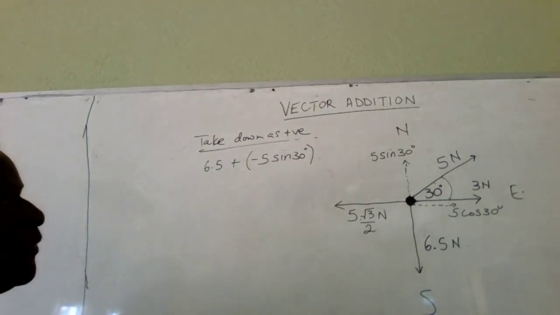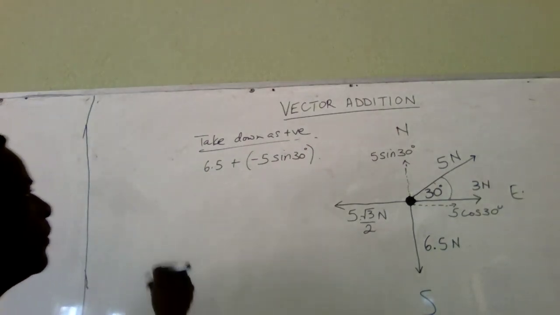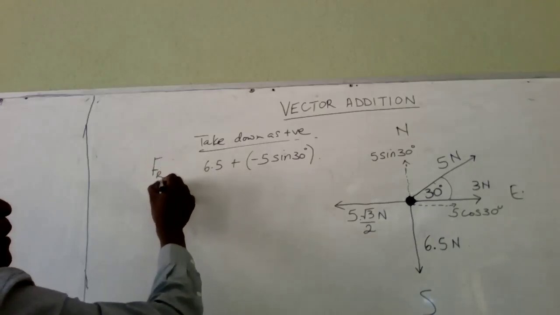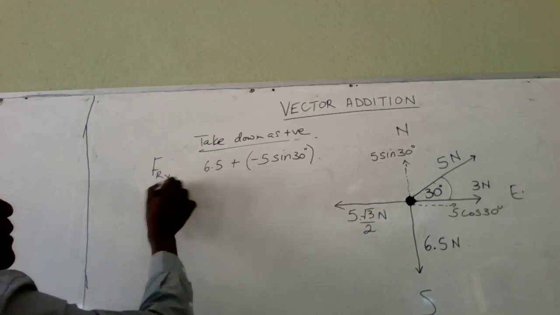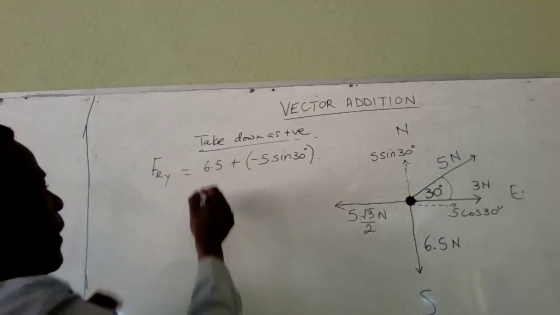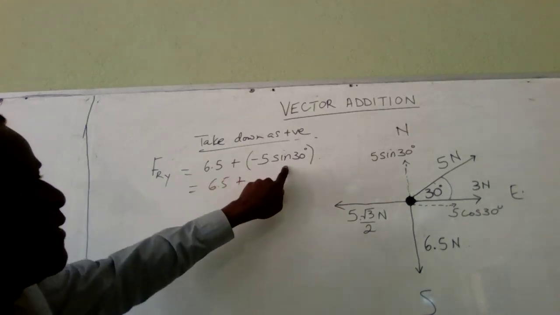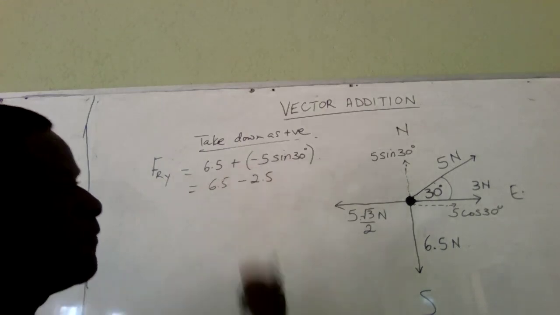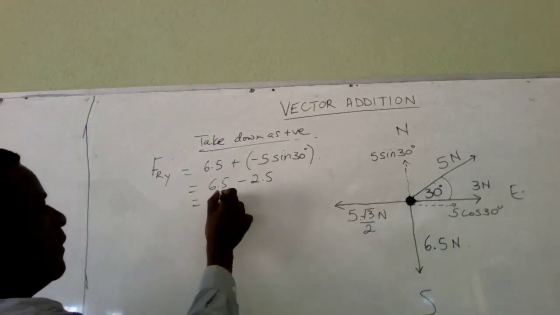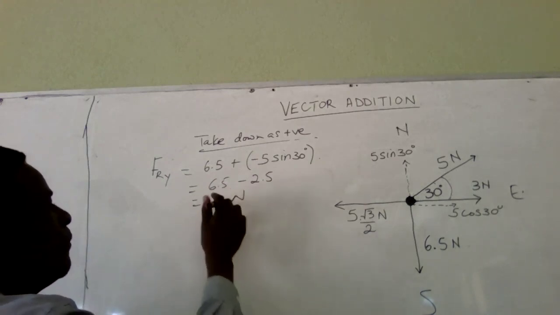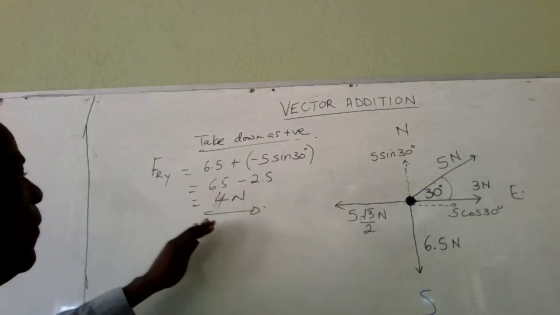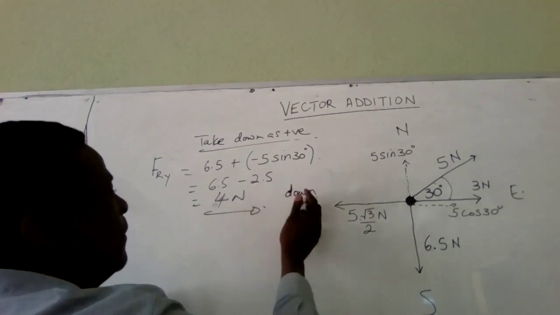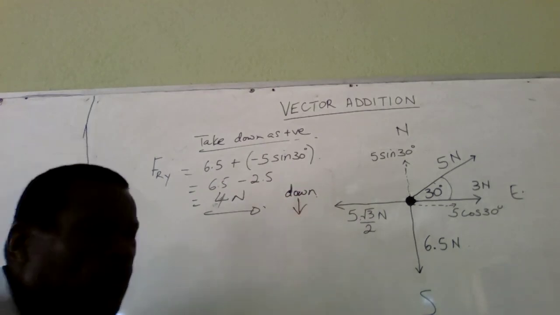Right? So this is in the vertical dimension. Let me call it F in the y direction. Okay, so the answer will be 6.5 plus sin, that is half, that is plus minus 3 minus, this is 2.5, half of 5 is 2.5, and that's going to give us 4 newtons. It gives 4 newtons, so our resultant is positive, so it's going down. You can write down there. So we know the 4 newtons is going like that.